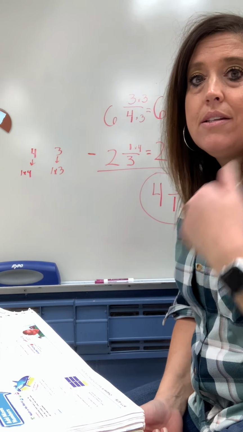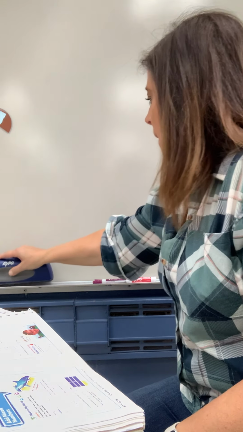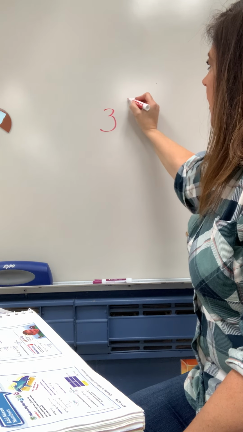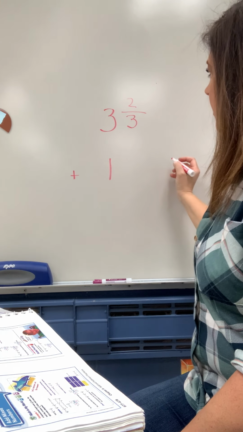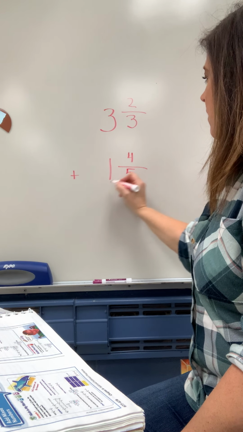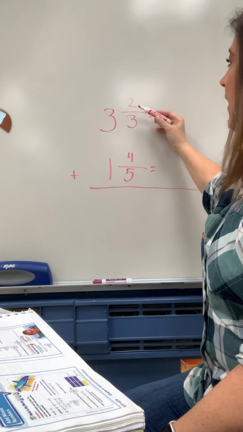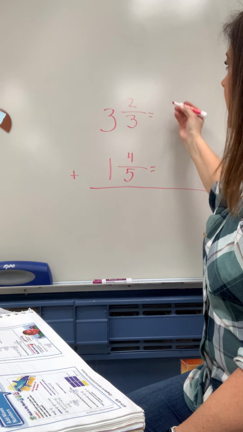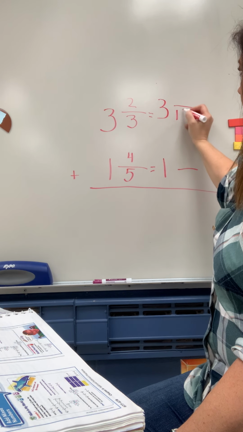Now we're going to take it one step further. What do I do when I have something like this? I have 3 and 2/3 plus 1 and let's say 4/5. I can see that I am adding, so I'm going to look at my denominators. They are different, so I need to make them like. A common denominator here would be 15.